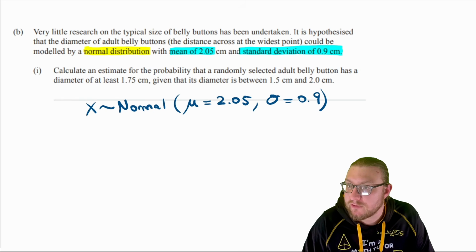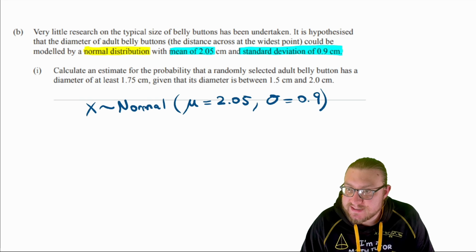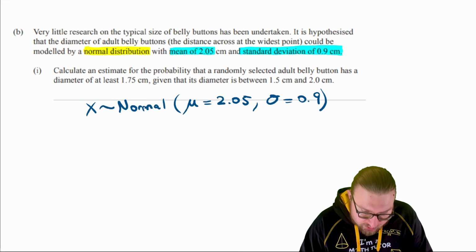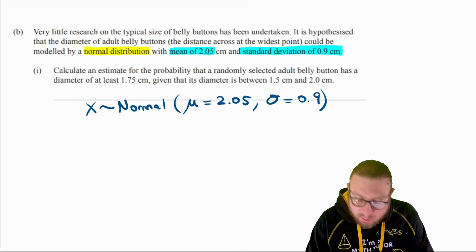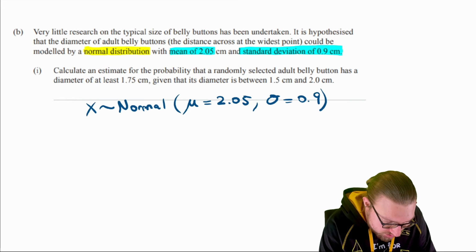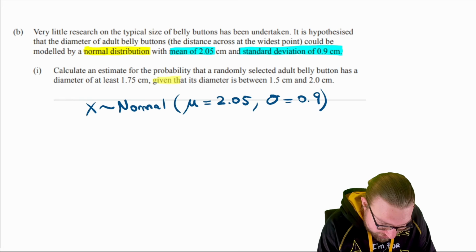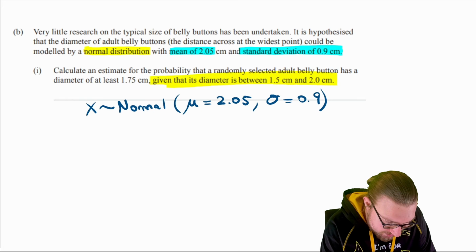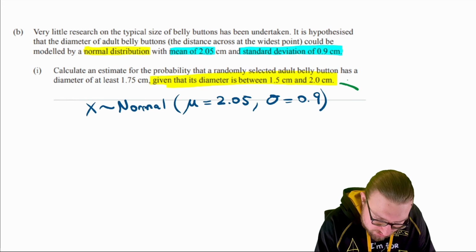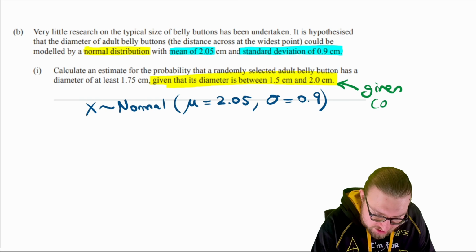Okay, now we've already got everything that we need for the question written down. Now let's have a look. Calculate an estimate for the probability that a randomly selected adult belly button has a diameter of at least 1.75, given that its diameter is between 1.5 and 2.0. Okay, so in this question, you might have to read this a couple of times. Feel free to pause it and think about it. But what do we see here? We see a given fact, given that the diameter is between 1.5 and 2. So we have given information, which is a keyword for conditional probability.